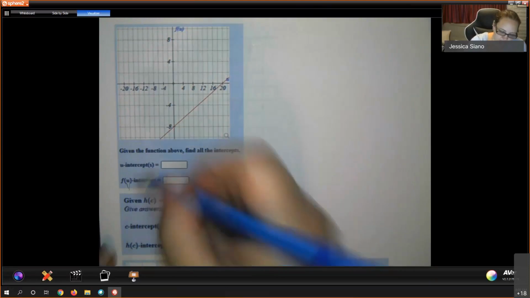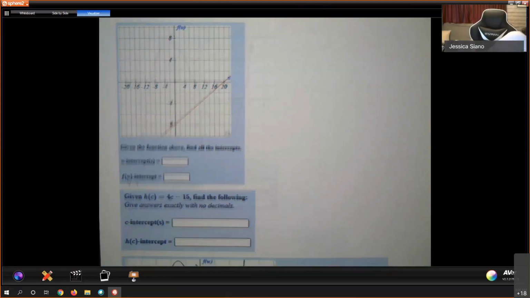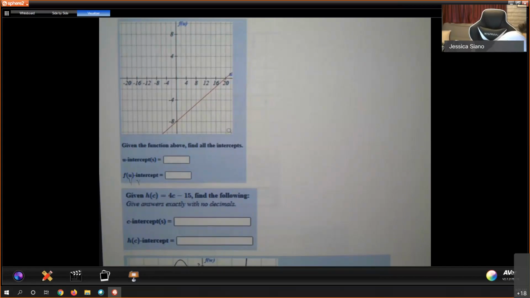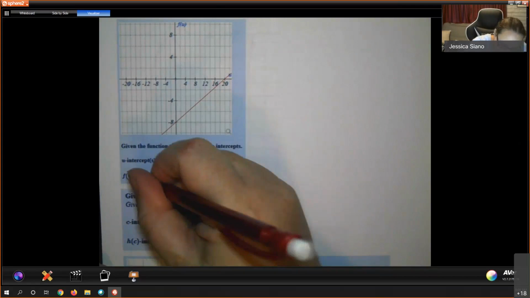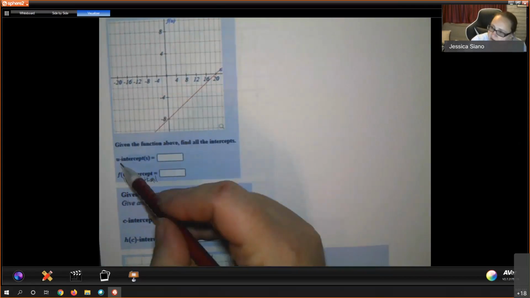And that's your vertical. So as soon as you see function notation, you should realize that that's your vertical axis. And then if you have just your letter, that's your X, which is your horizontal.